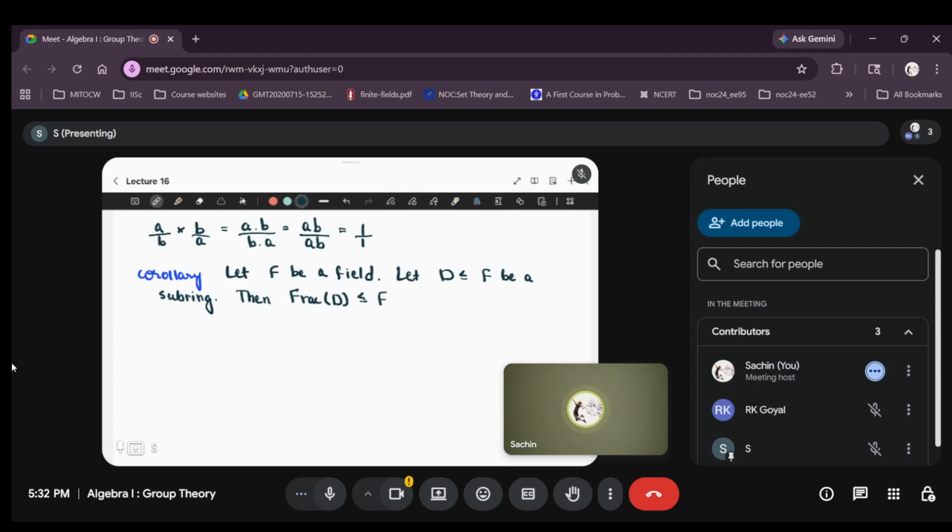So there is, up to an isomorphism again, and the isomorphism is using the identification A by B is equal to AB inverse. Actually, the isomorphism is φ of A by B is equal to AB inverse. Is the meaning of this corollary clear?